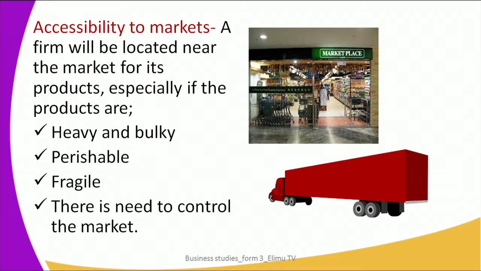If the goods are perishable, that is, they go bad easily, it would be wise locating the farm near the market to make sure that the goods are getting into the market before they go bad. If the goods are fragile, that is, they break easily, it would also be wise for the farm to be located near the market to make sure that movement or interference of the goods is minimized, simply because the distance to be moved is small.